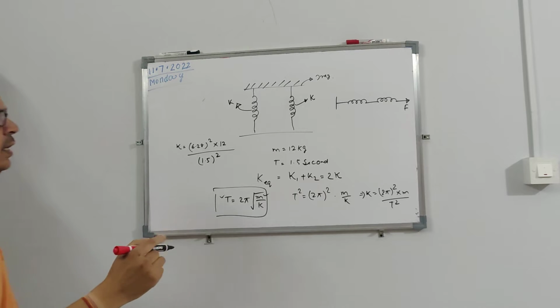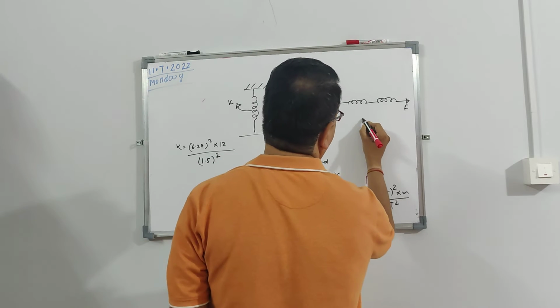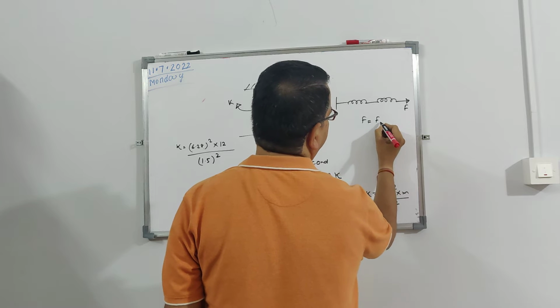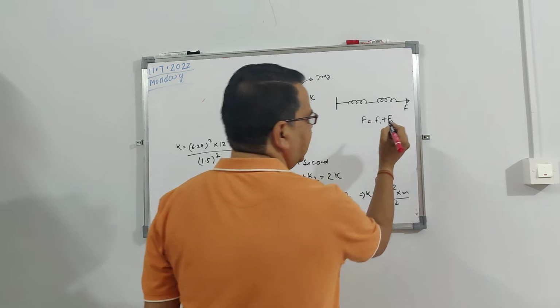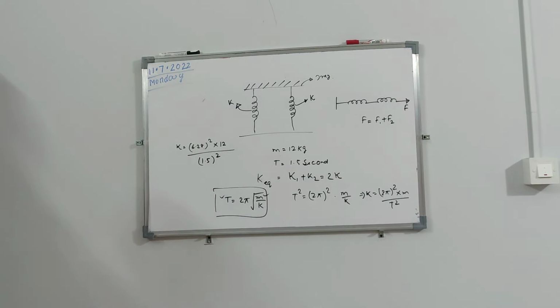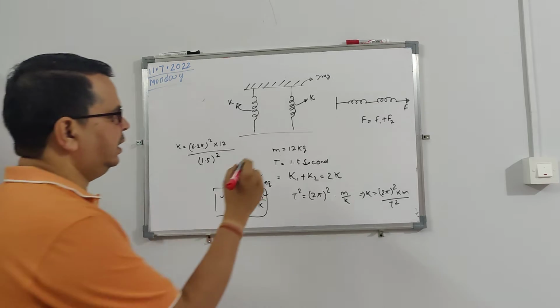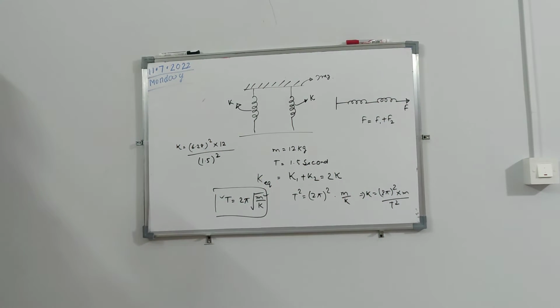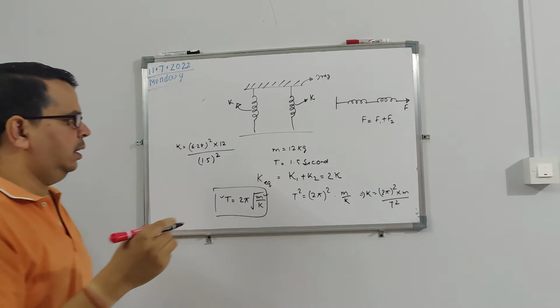And here, in a series system, F is equal to F1 plus F2. Whatever force you are applying, F is equal to F1 plus F2, okay. But displacements are different. Here, this spring may have X1 distance and that one X2 distance.